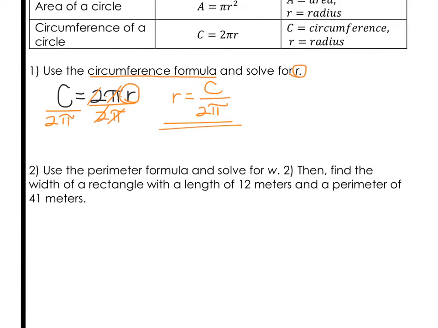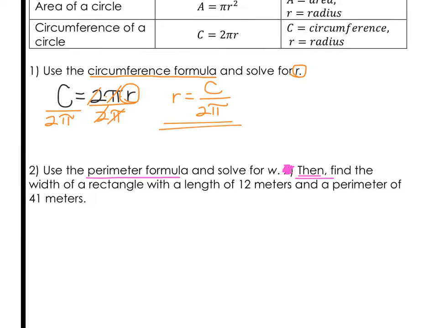Question 2, we have an extension. It says use the perimeter formula this time and solve for W. Then find the width of a rectangle with a length of 12 and a perimeter of 41. So we have two parts, okay? I'm not quite sure why this 2 is right here, so we're just going to scribble that out. I don't know why that's even there, you guys.